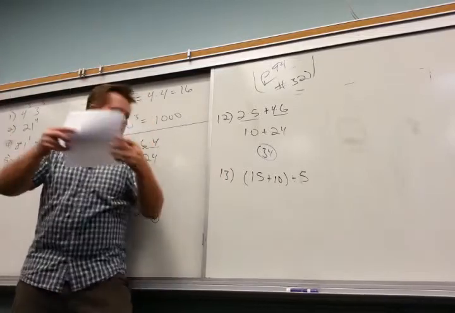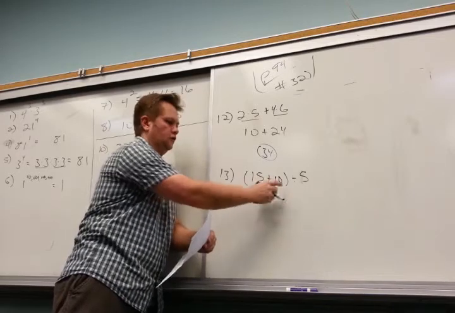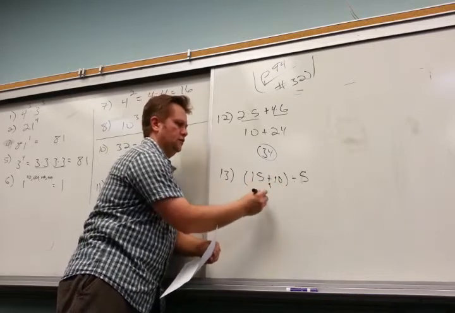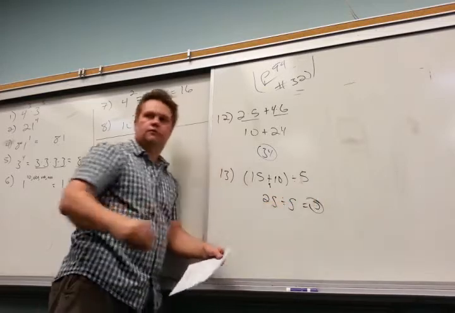They get done first. So this is parentheses, not just addition. That's why I do this first, because it's parentheses. So 15 plus 10? 25. 25 divided by 5, 5. I love it. Cool.